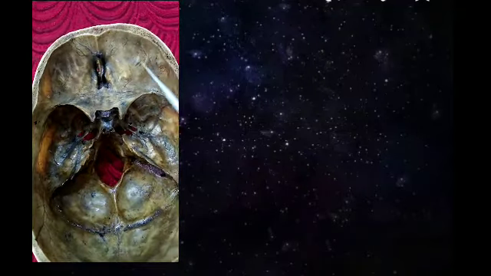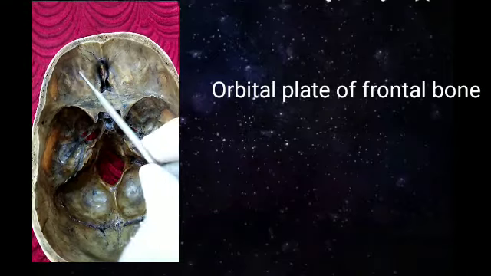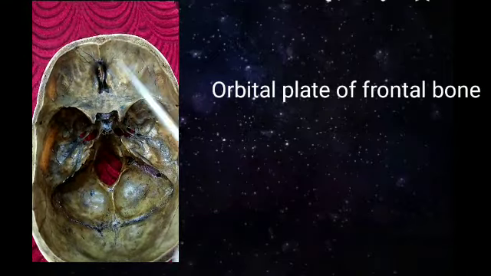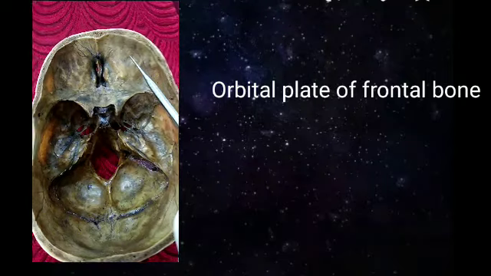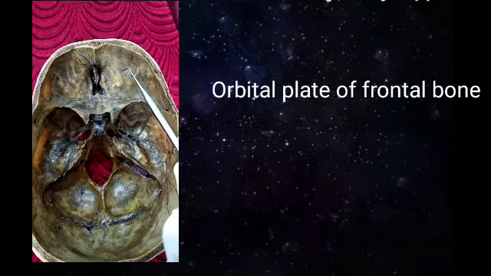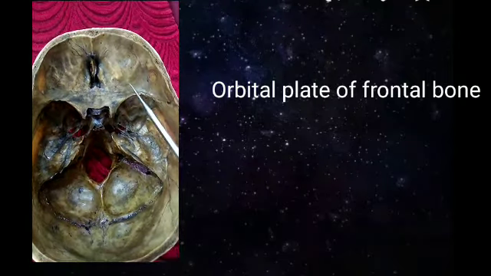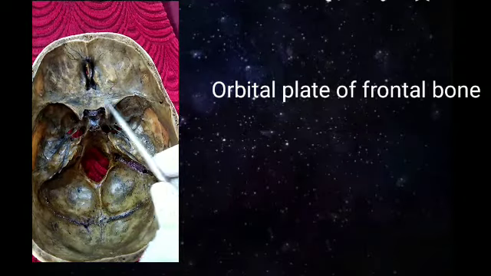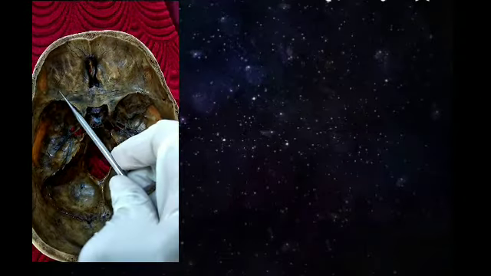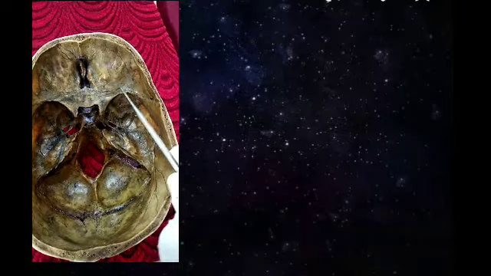So the next part is the orbital plate of frontal bone. As I mentioned earlier, this orbital plate of frontal bone forms the roof for the orbital cavity. And behind, this orbital plate of frontal bone articulates with the lesser wing of sphenoid. So this part is the lesser wing of sphenoid.